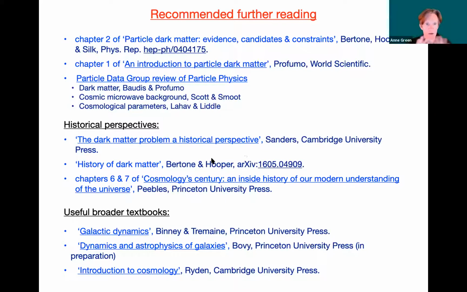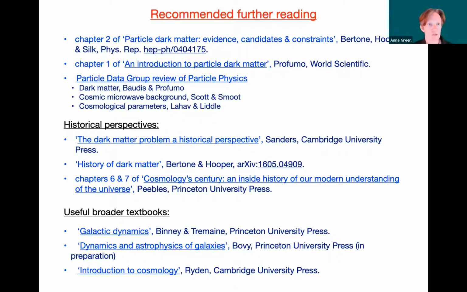Gianfranco Bertone and Dan Hooper have again written a review here on the history of dark matter. And then there's what looks to be an absolutely phenomenal book by Jim Peebles. He's a Nobel Prize winner, one of the big names in cosmology who was behind an awful lot of the developments in theoretical cosmology. It's a really dense book, and I haven't managed to read very much of it yet, but it's a really useful insight into how we got to where we are. Chapters 6 and 7 are the bits that are relevant to dark matter. So, having said that, let's get started.